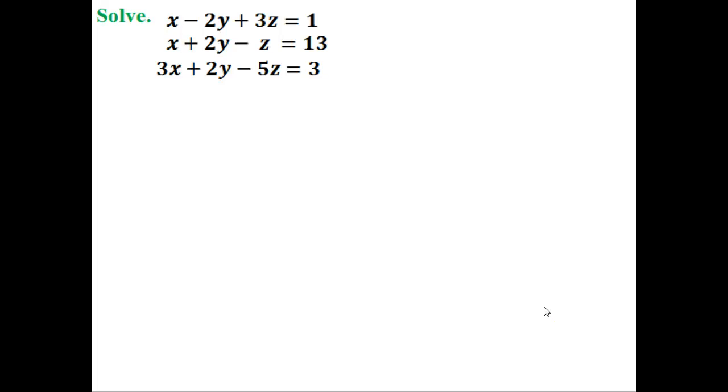Right now we're going to solve this system of equations. This one's a little bit unique because it's got three different variables. It's got an x, a y, and a z. And these same rules would apply no matter what the three variables are, a, b, or c, r, s, or t, any of those.